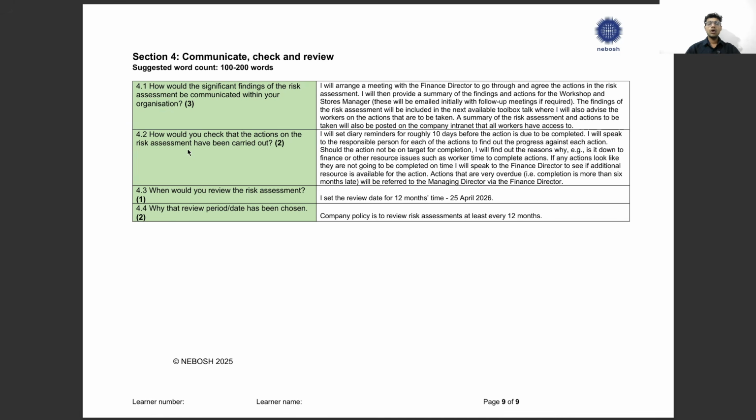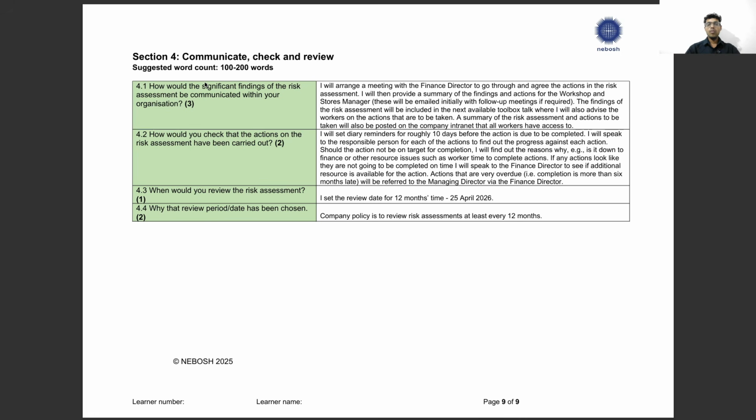Then 4.2, how would you check that the actions on the risk assessment have been carried out? Now that says, the risk assessment you had made, you had given to the company, you had shared it with the particular people and everyone, like the finance director, the company, the organization. So they have the knowledge of this document you have prepared.